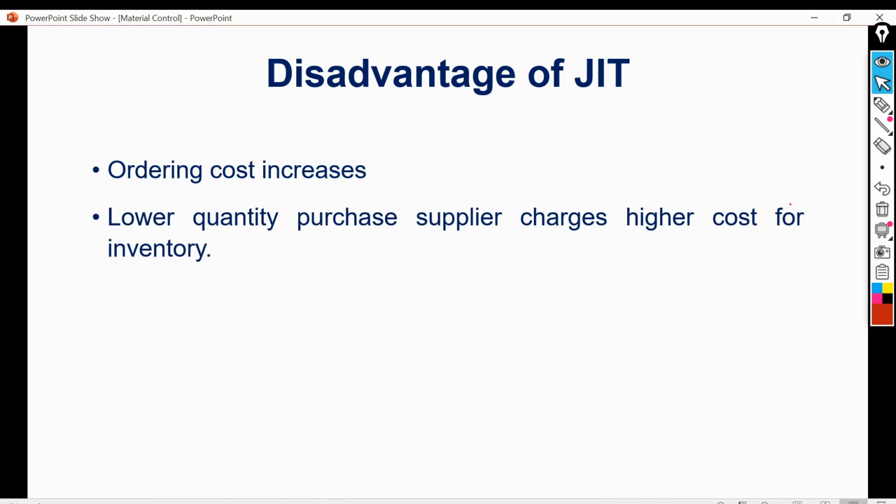Lower quantity purchase: the supplier charges higher cost for inventory, because whenever you purchase a lower quantity, the supplier charges a higher cost. In other terms, transportation cost is incurred in each and every purchase. Hence the cost of material increases whenever a low quantity is purchased.